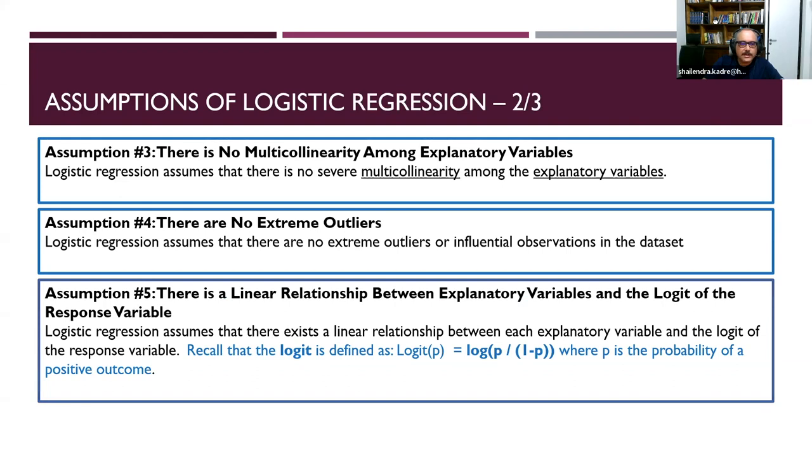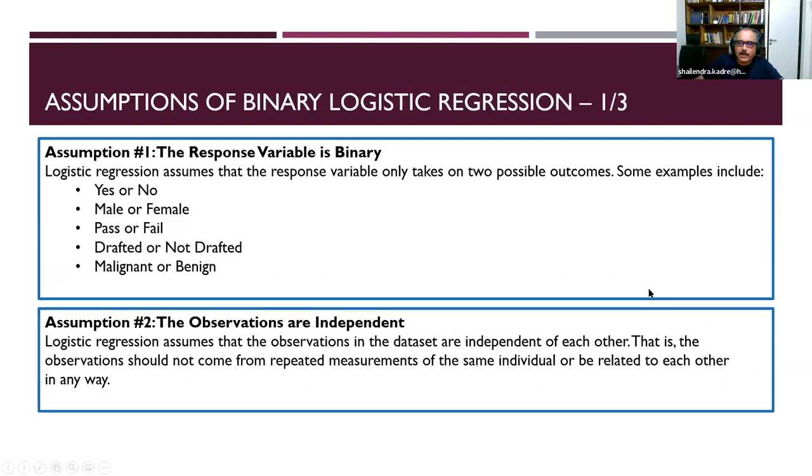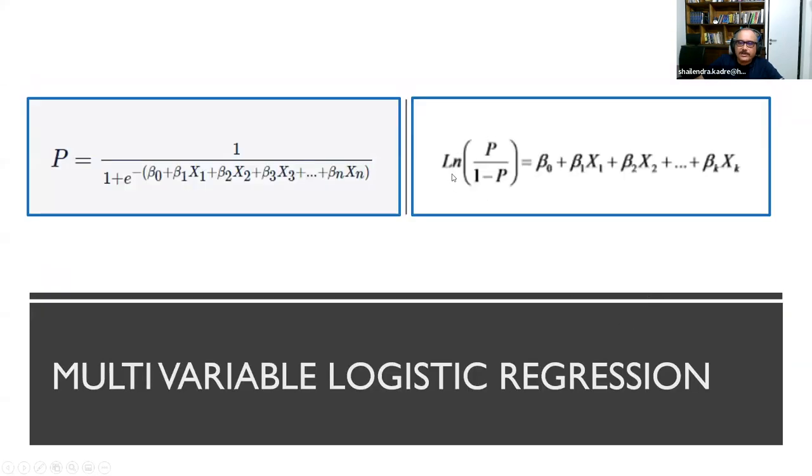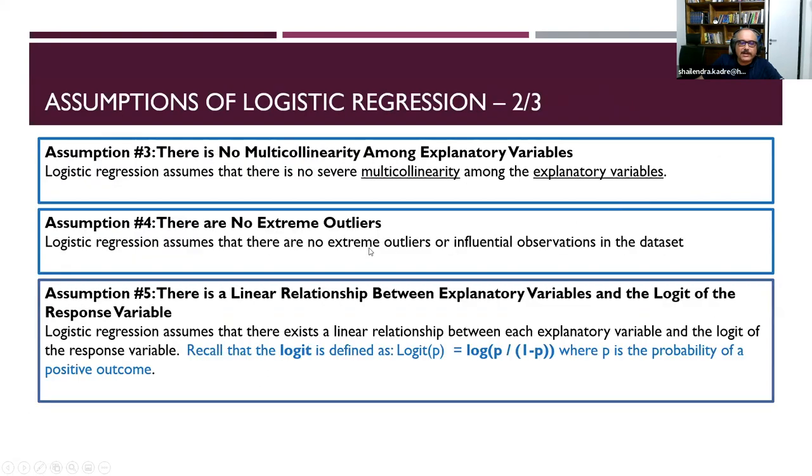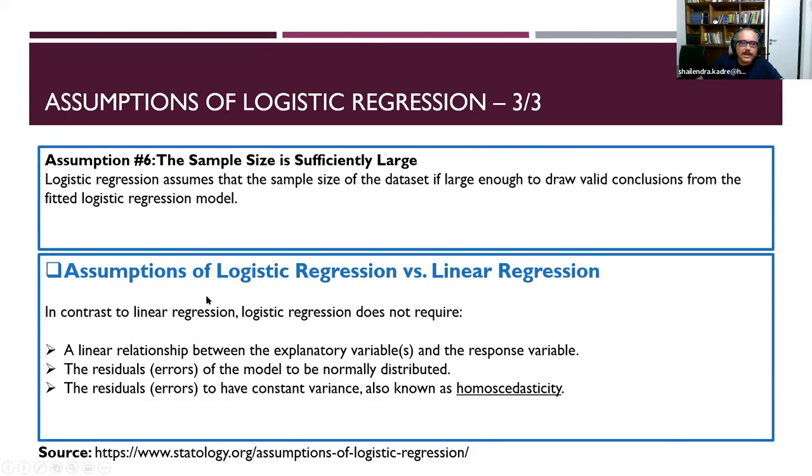Assumption 5 is there is a linear relationship between explanatory variable and logit of the response variable. Logit means what? Logit means log of odds. So you will see that log of odds, log of p upon 1 minus p, is a linear equation, right? So we assume this kind of linear relationship, called logit. There is a linear relation between logit and the explanatory variables.